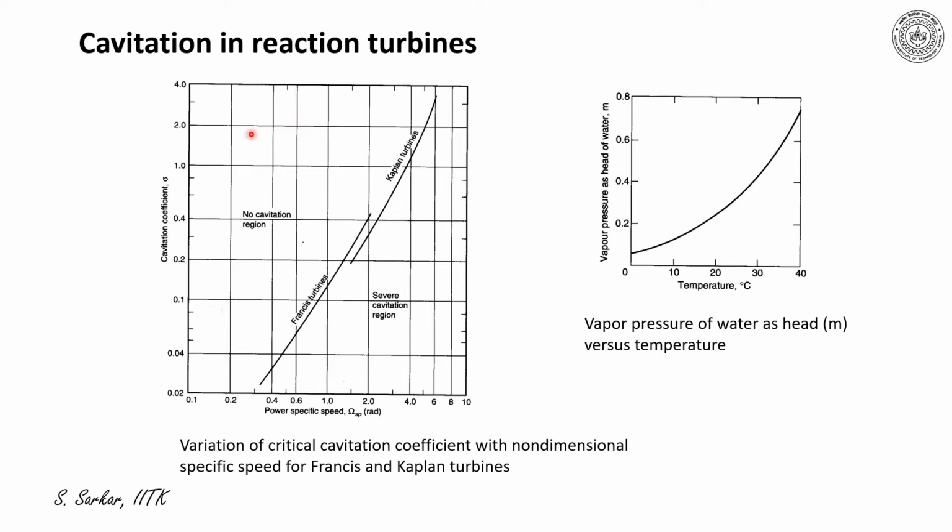Please note that this is the region where there will be no cavitation, so it's a sub-region for values of sigma, and this region is the region where cavitation would occur. So you should not run the pump when the sigma value would fall in this region. Another figure I have presented where I have indicated the vapor pressure of water as a function of temperature.